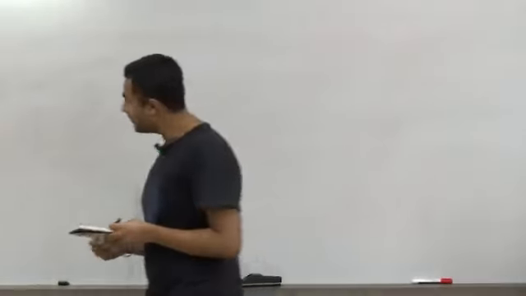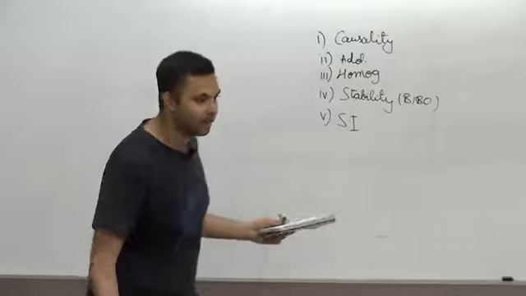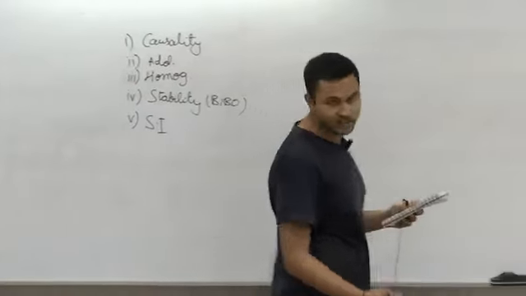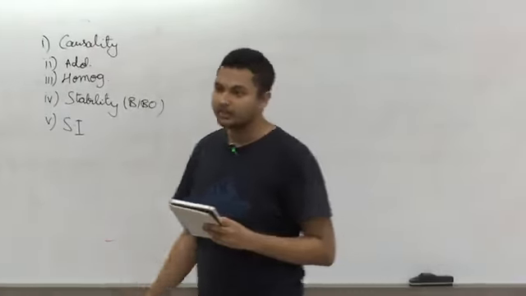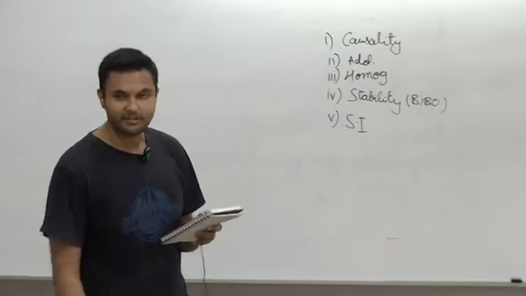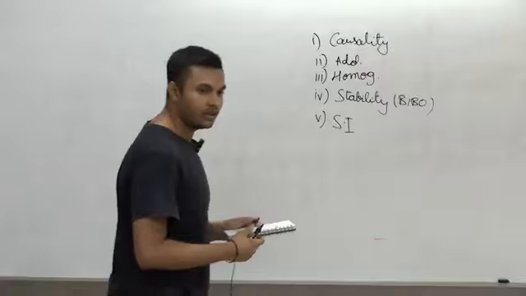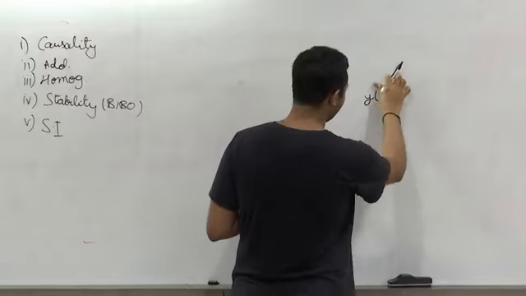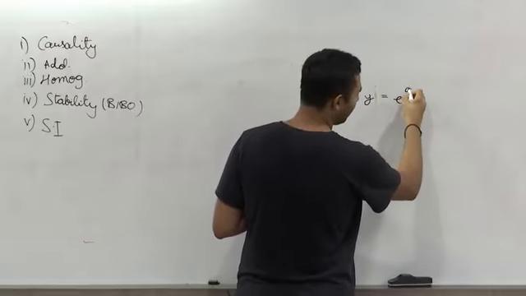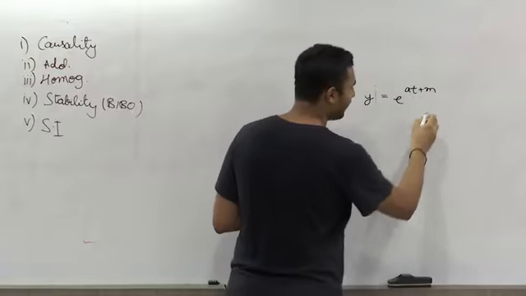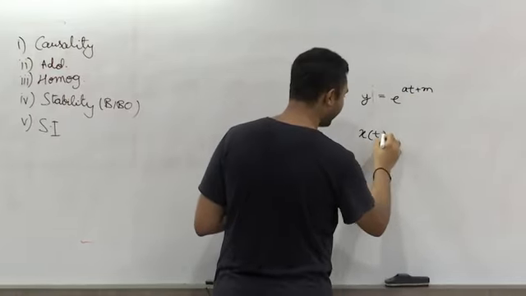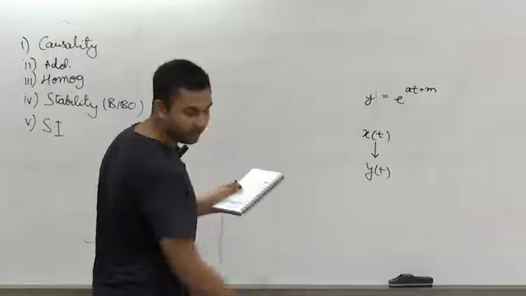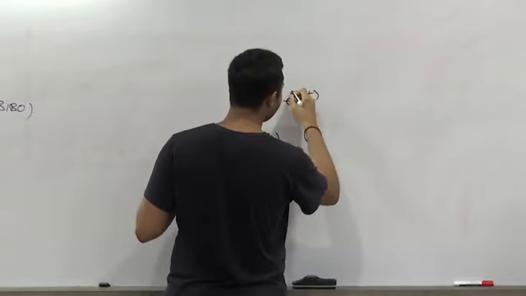Yeah, so for example, let's start with a system that has none of these. Any examples? A system which is not causal, not additive, not homogeneous, unstable, and shift variant. Any guesses? Anyone has examples? No, but it should be, so I have a signal x of t and to it I am associating some signal y of t, right? So what is y of t in terms of x of t? x of t plus a x of t plus m.